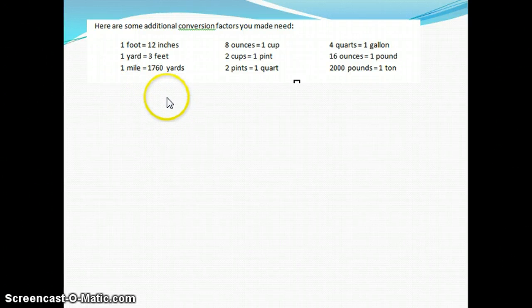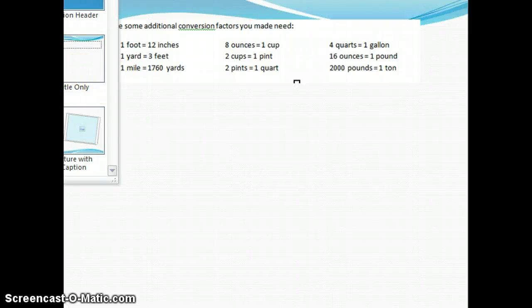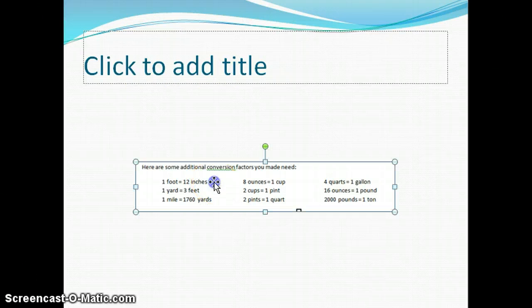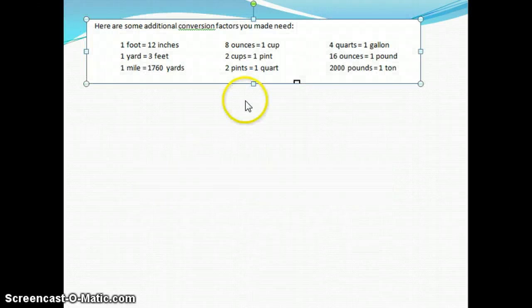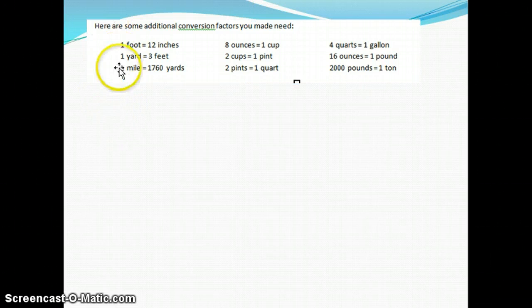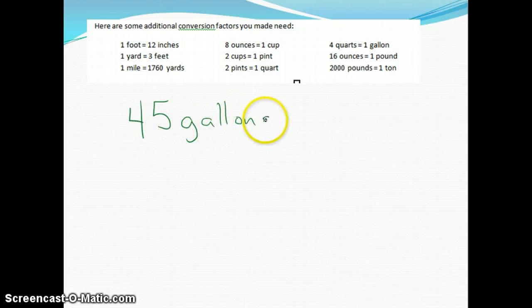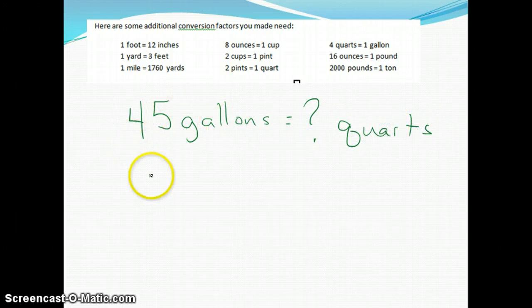Let's do this problem. Let's say we have 45 gallons equals how many quarts? All right, we start with what we have.